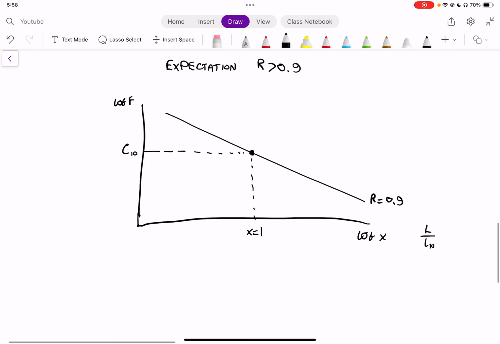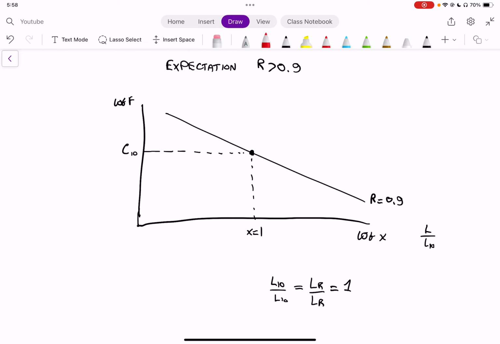So this X is equal to 1 would just be L10 over L10, or we can also write this as LR over LR, okay? It's the rated reliability, and that's equal to 1, okay? Now, based on that, we now have a desire for our design.